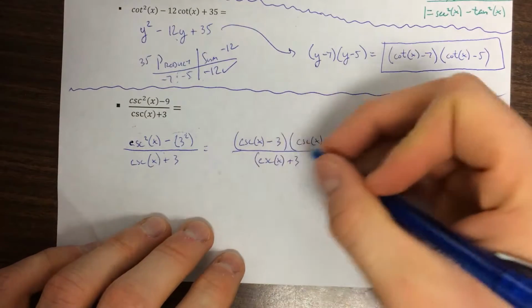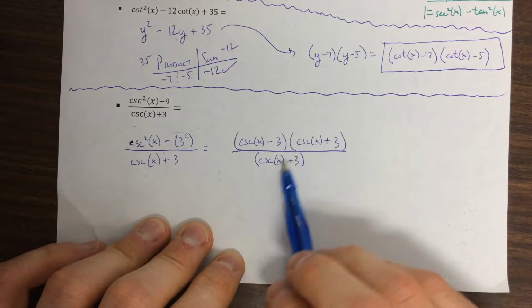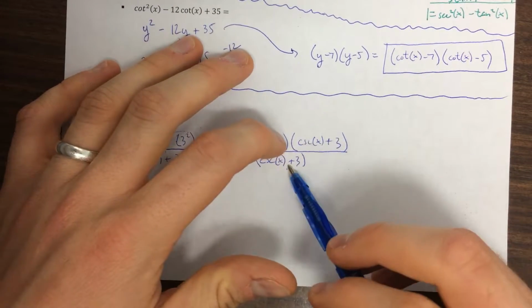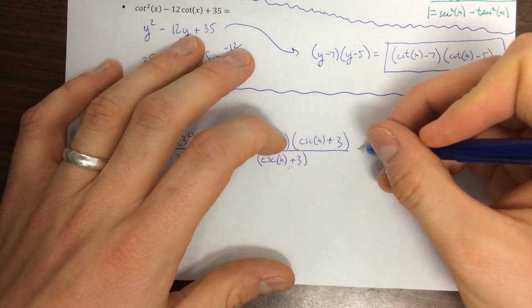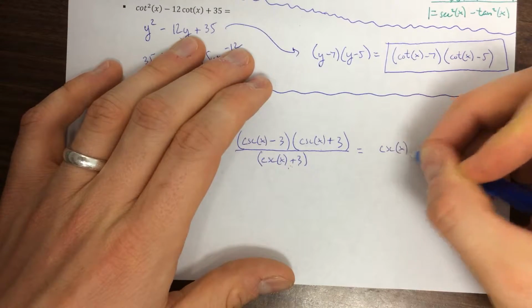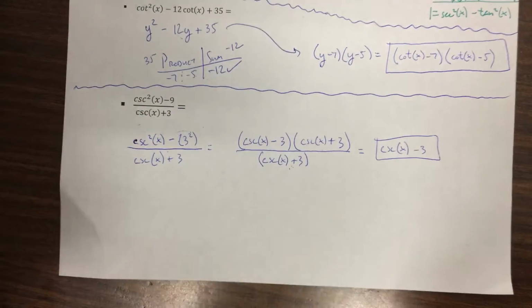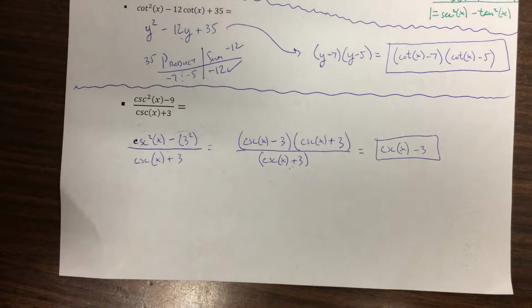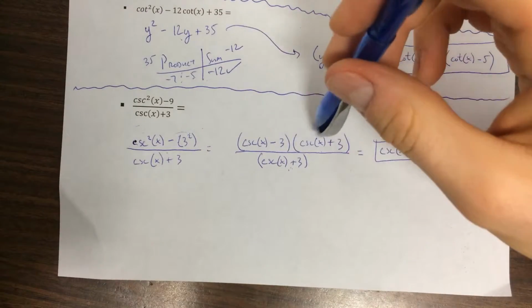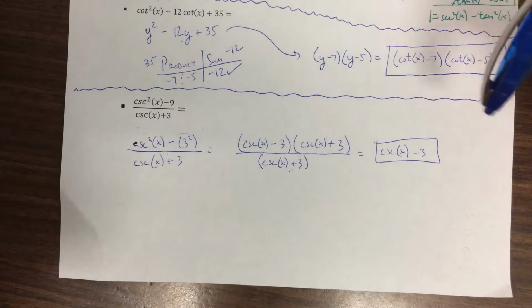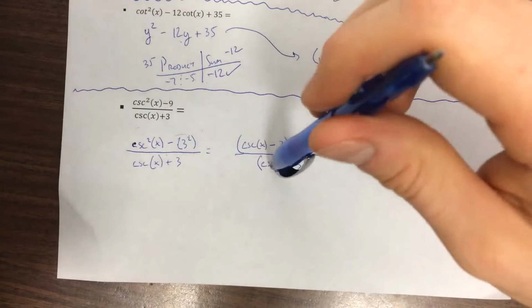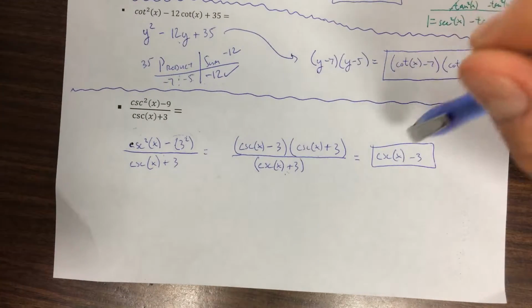Now, if it helps you, put this in parentheses. We have a quantity in our numerator and denominator. This quantity divided by that quantity is 1. And so we're left with cosecant of x minus 3. All right, so these are simple things that we can use to simplify expressions. Here we're factoring trig expressions. We notice that we have the same quantity in our numerator and denominator, which is 1. 1 times cosecant minus 3 is just cosecant minus 3.